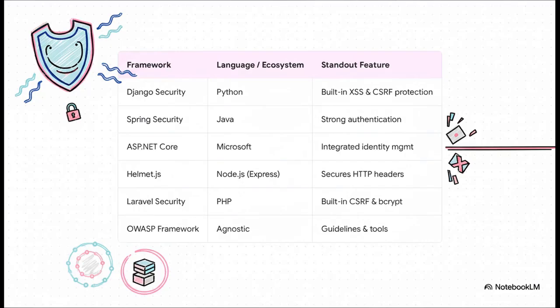And this table really shows you the sheer variety. Like, if you're a developer using Python, the Django framework has you covered with built-in protection against things like XSS and CSRF. If you're working in Java, Spring Security is kind of the gold standard for handling authentication. Then you've got stuff like Helmet.js for Node applications, which is all about locking down your HTTP headers. And what's really cool is the OWASP framework. It's not even tied to one language. It just provides awesome security guidelines for pretty much everyone. Each one is like a different specialized suit of armor for the job.